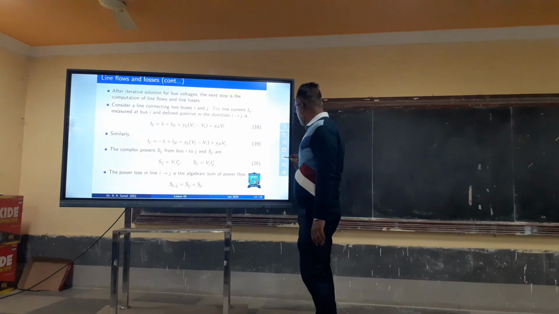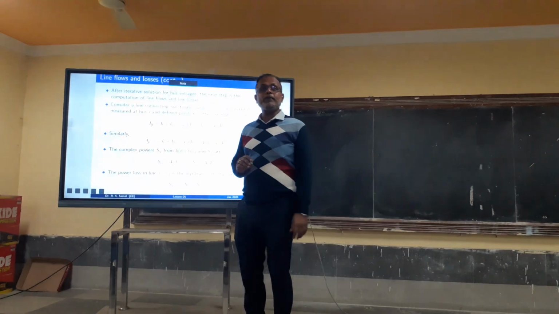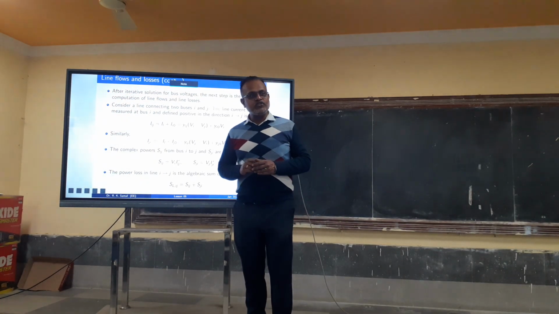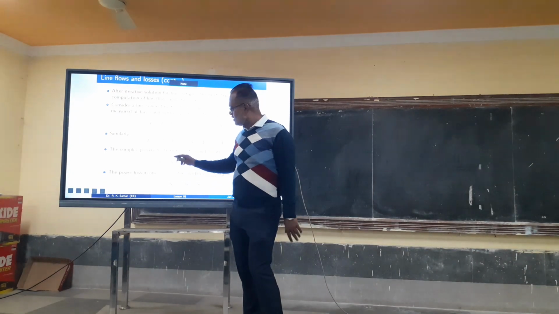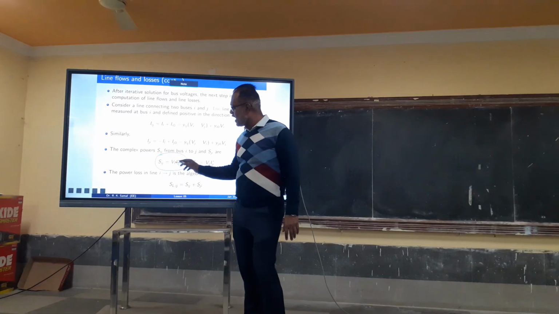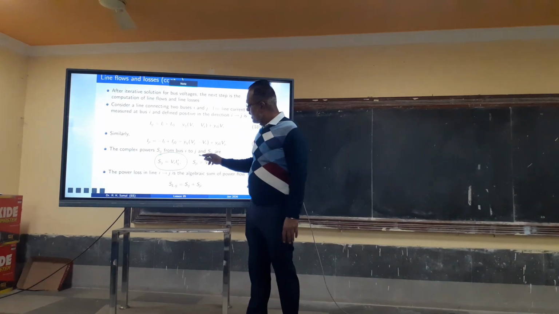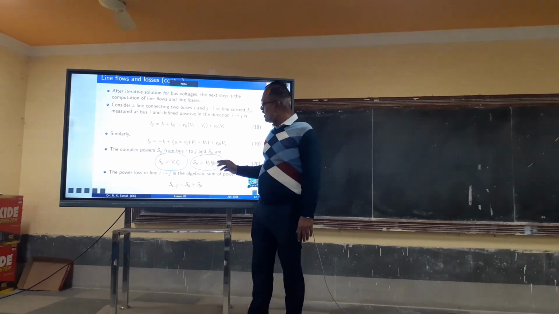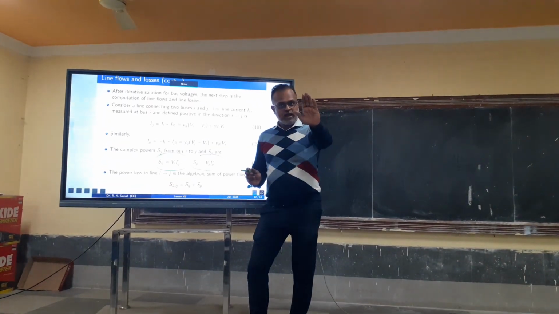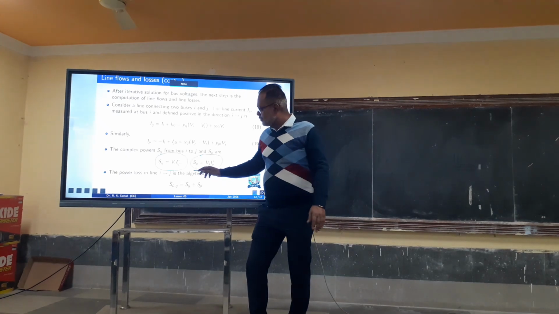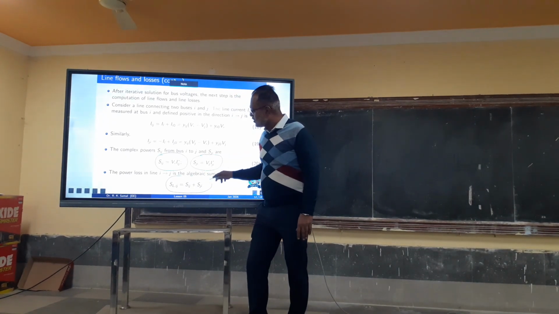And line flows, how are they computed? By means of the complex power equation. So the line flow from bus I to bus J is given by Sij equal to Vi Iij conjugate, and Sji is equal to Vj Iji conjugate. That means the power flowing from I to J and J to I. Now losses are given by this equation.